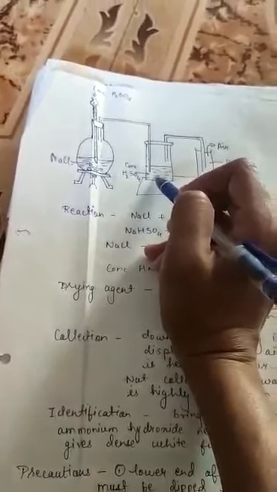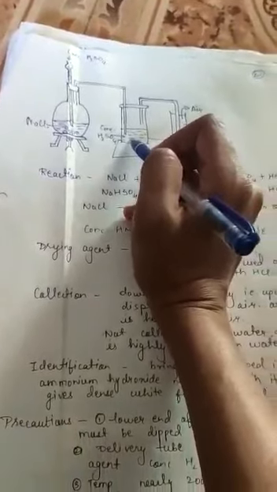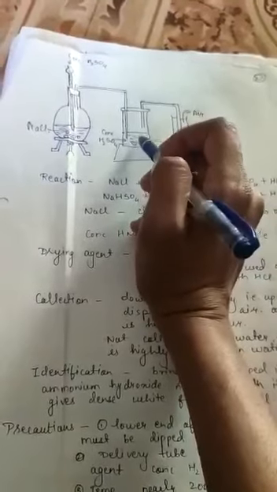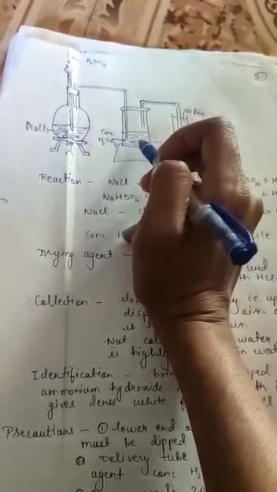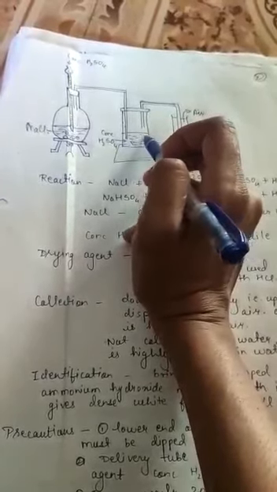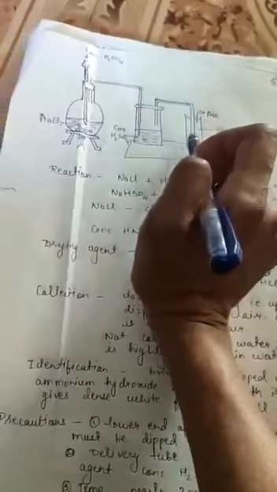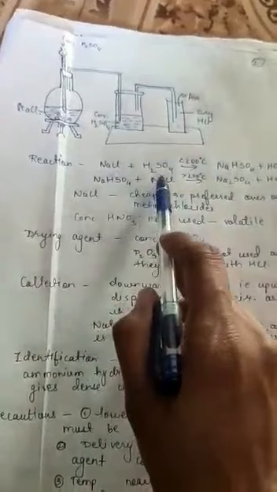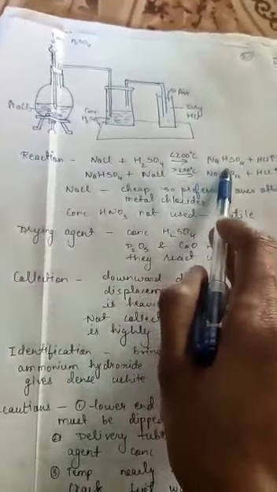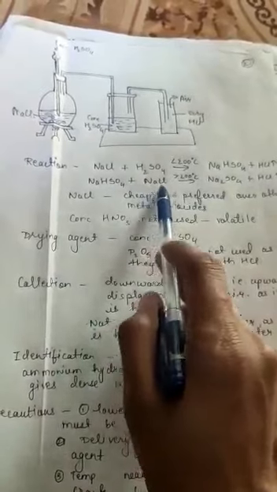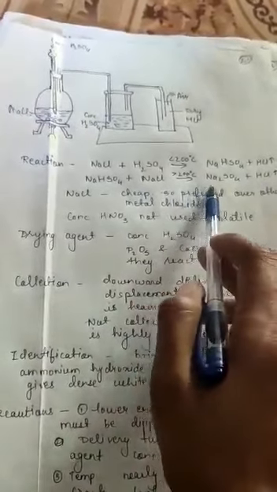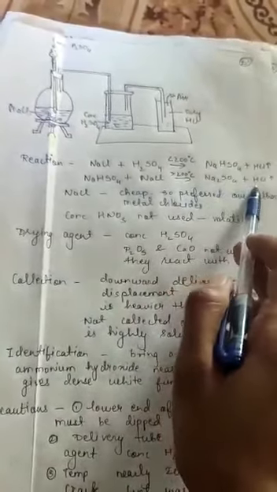Drying agent means if any moisture is there in this HCl, to remove this moisture, we make it pass through concentrated H2SO4 and it absorbs the moisture, and then dry HCl gas is collected into this jar. So NaCl reacts with H2SO4 to give NaHSO4 and HCl. This NaHSO4 again reacts with excess of NaCl at greater than 200 degrees Celsius to give Na2SO4 plus HCl.